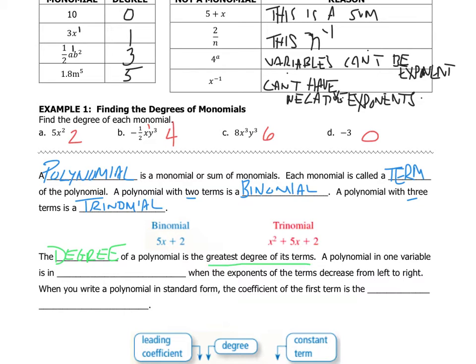So a polynomial in one variable is in standard form when the exponents of the terms decrease from left to right. And we're going to show some examples here. When you write a polynomial in standard form, the coefficient of the first term is called the leading coefficient.